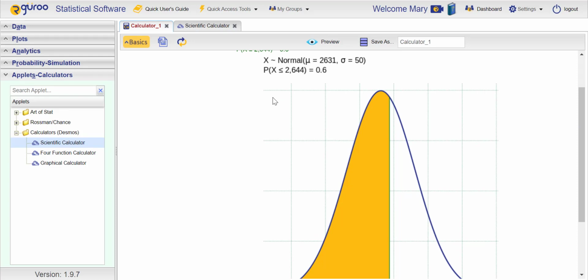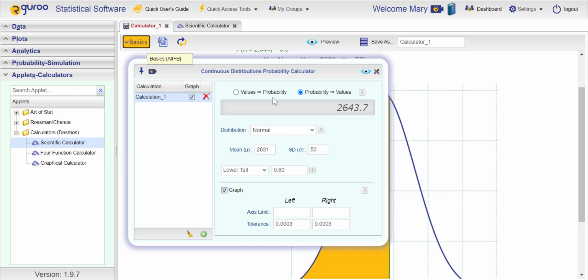Okay, so that's all I wanted to show you is how you could use this scientific calculator to help you get the standard error and then just paste that into your standard deviation. Because again, when we use central limit theorem, we replace standard deviation with standard error. So I just wanted to show you that quick, easy way to do it.